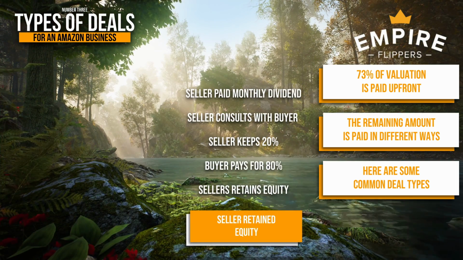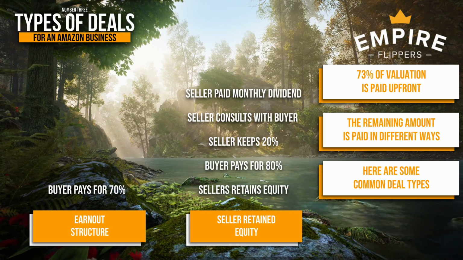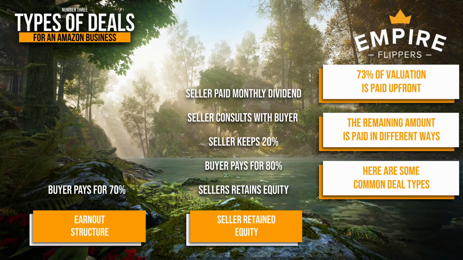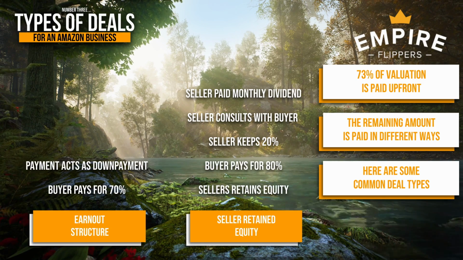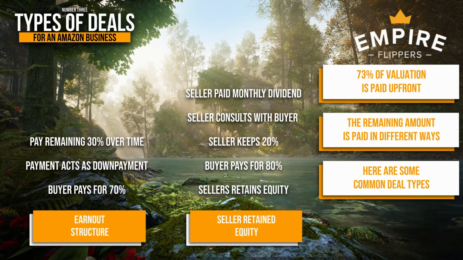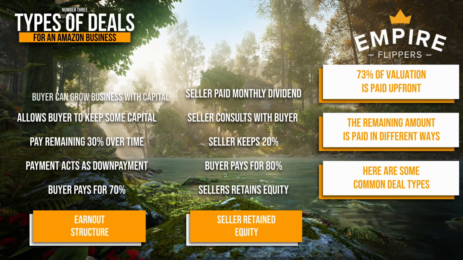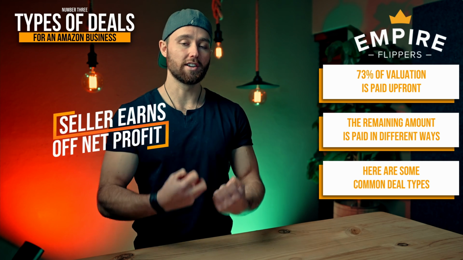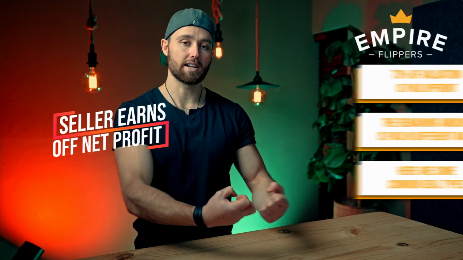Or you could do an earn out structure. And this is when the buyer might pay you for 70% of the business or the agreed sell price of the business. And then that's like a down payment, almost like a down payment on a house. And they pay the remaining 30% over time. Now that allows the buyer to actually keep some of their capital aside for growing the business that they've just bought, and then you will usually earn that earnout per month based on the net profit of that business.